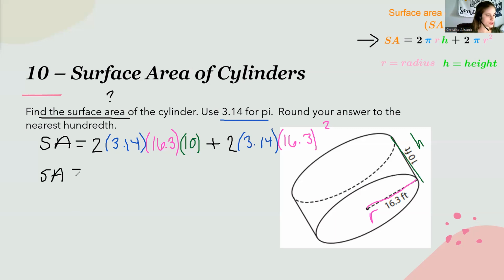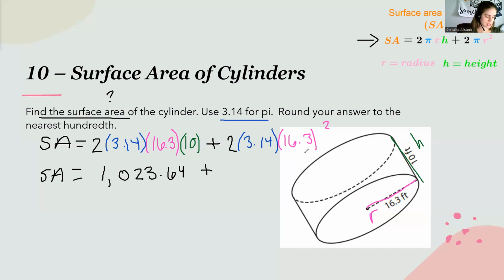So for this first group here, this is all pure multiplication, so we can just type that in our calculator. 2 times 3.14 times 16.3 times 10, which gives us 1,023.64. Then for our other side here, we know that we need to do exponents first.